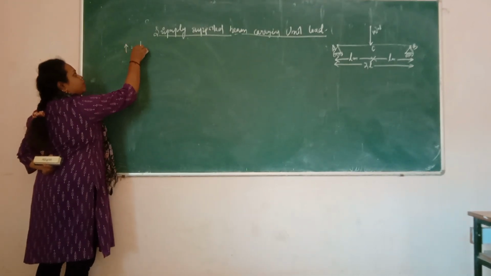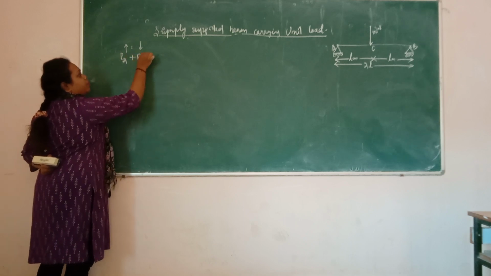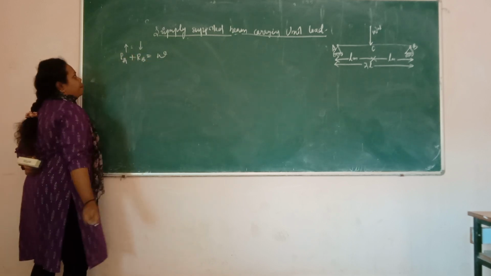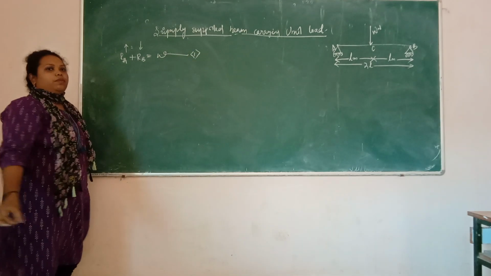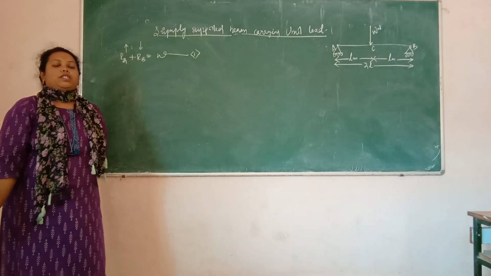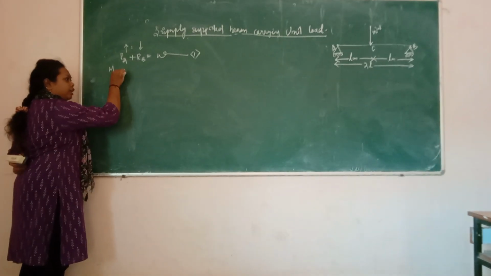Total upward force is equal to total downward force. So RA plus RB is equal to W. Let this be equation number 1. So there are two unknown values, that is RA and RB. We have to calculate the value of RA and RB. Take moment about point A.